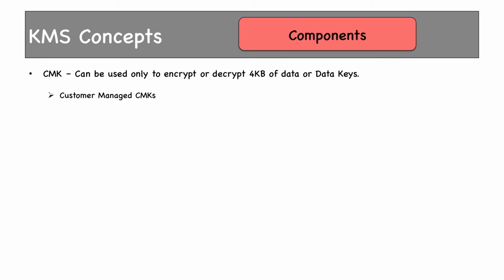Customer managed CMKs are created, managed, and used by us. We create the key and we manage the key. Then we have AWS managed CMKs. These are created, managed, and used by AWS on our behalf. AWS managed CMKs start like this: AWS slash the service name, for example, AWS slash EBS, AWS slash RDS. These are the default CMKs which you can use, and we get default CMKs per service.